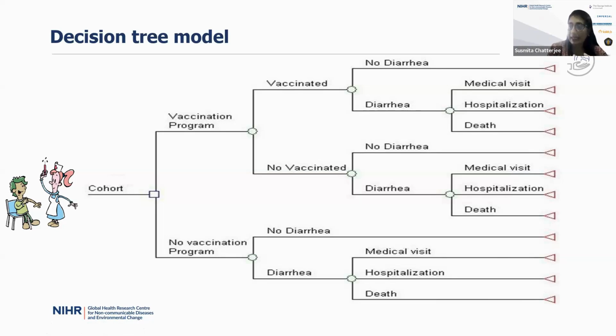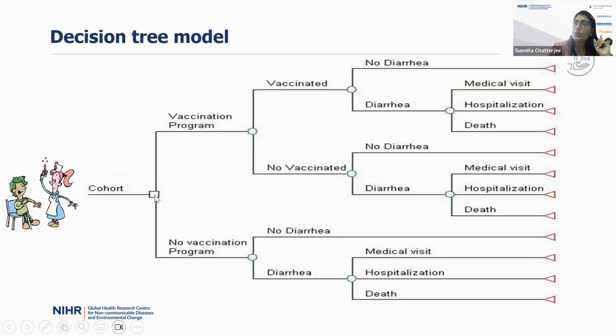If you think that after some point, this hospitalization case may become a medical visit case, or the no diarrhea case again becomes a diarrhea case, or the diarrhea case itself, which was just at a medical visit, gets complicated again. If you take all these complications into account, then I'm telling you what will happen is the Markov model.